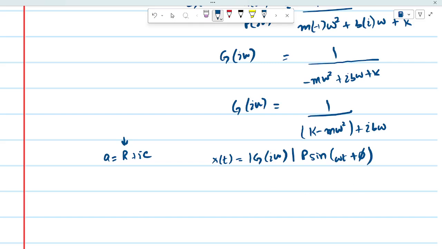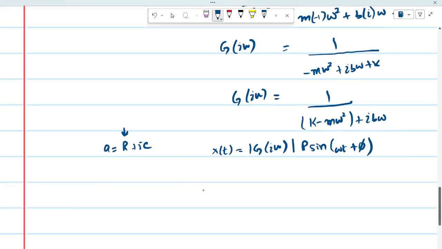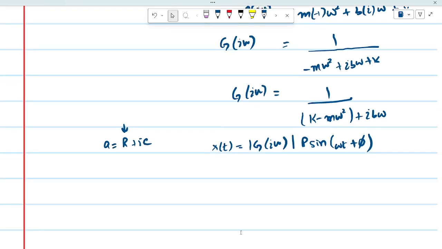So this is the total solution for our system, so we can rewrite this one as x equals 1 over... okay, better to just find them separately. So this is the amplitude of our transfer function, and that's an input load with some phase angle.